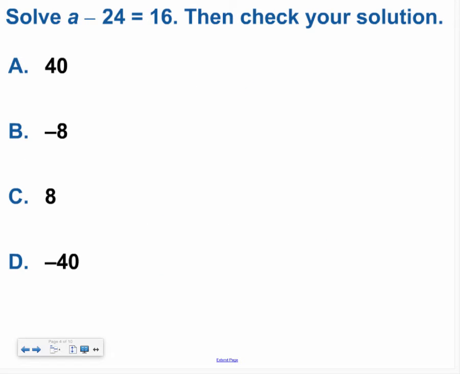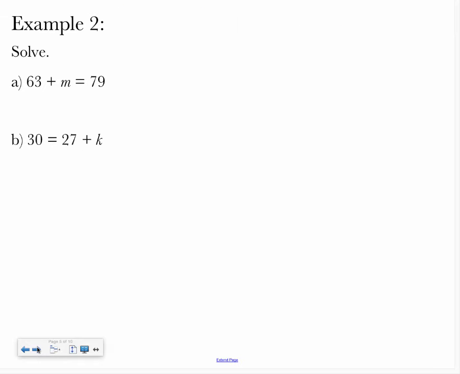Go ahead and try to solve this one on your own and check your solution. Hopefully for this first one you got your answer to be 40. If not, be sure to ask either myself or a friend, or go back and rewatch that first example.